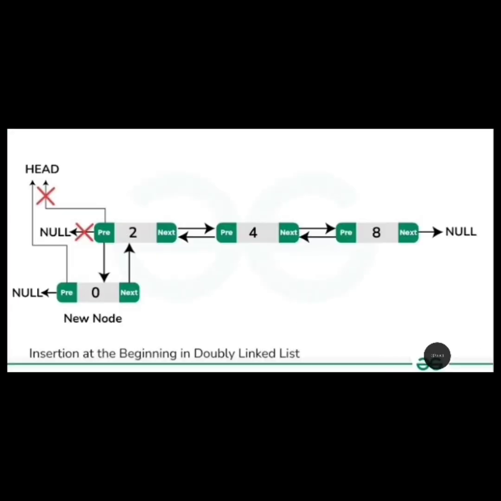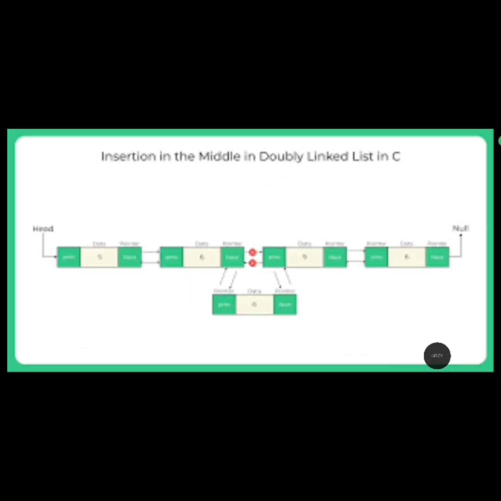This is the insertion at beginning in a doubly linked list. It is also similar to that of the singly linked list. The only difference we can see here is that in a singly linked list a node points to only one node, while in a doubly linked list it points to two nodes, that is, in both directions from a single node. And this is the insertion in middle in a doubly linked list.